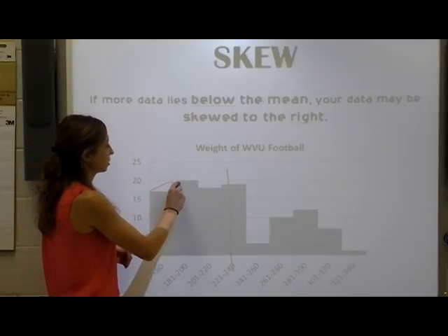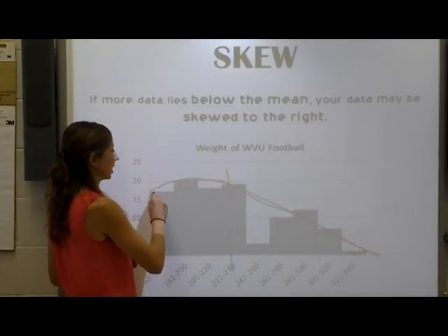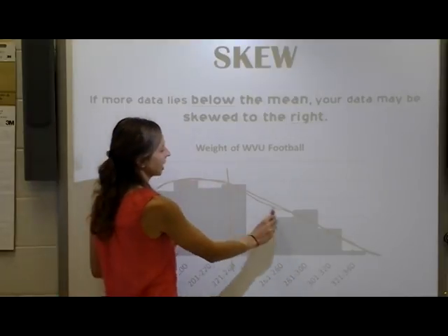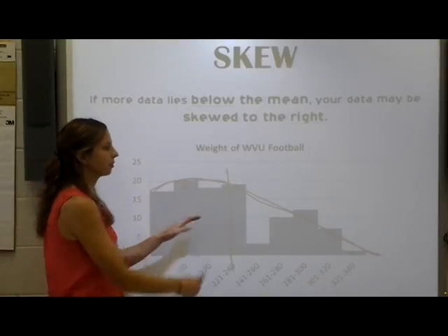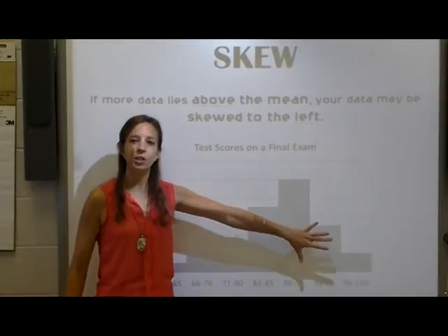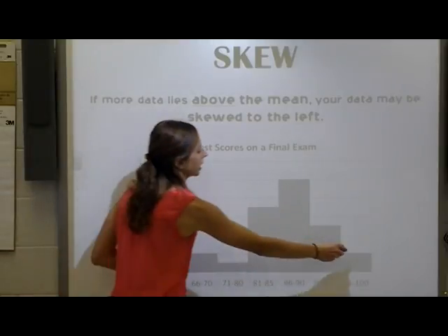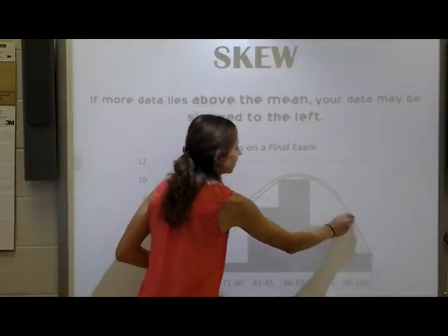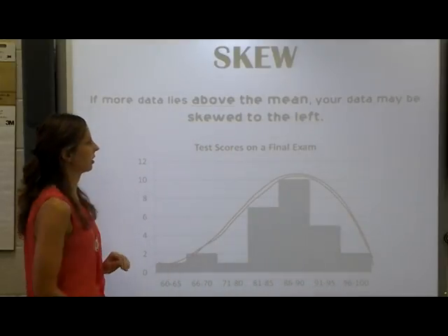So if you look, if we were to draw this, roughly speaking, the majority of our data is on the left side. That means our data is skewed to the right. So the way to remember it is if your data is on the left, you're skewed to the right. Let's take a look at the next example. If your data appears to be on the right side of the median, then you're skewed to the left. Again, if we look, the majority of our data falls on this right side, so we are skewed to the left.